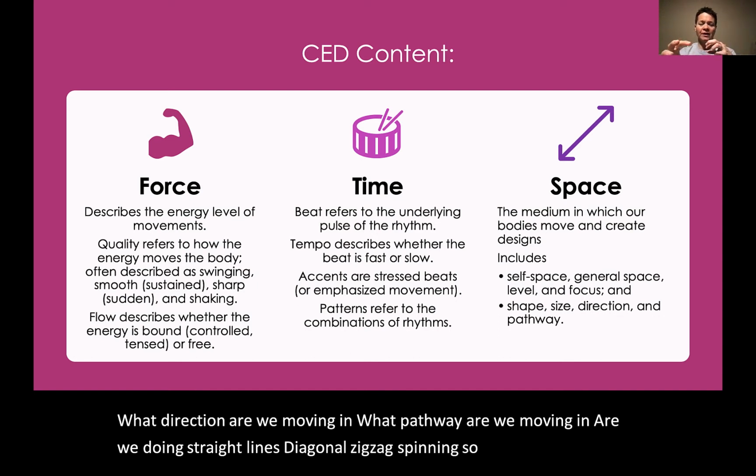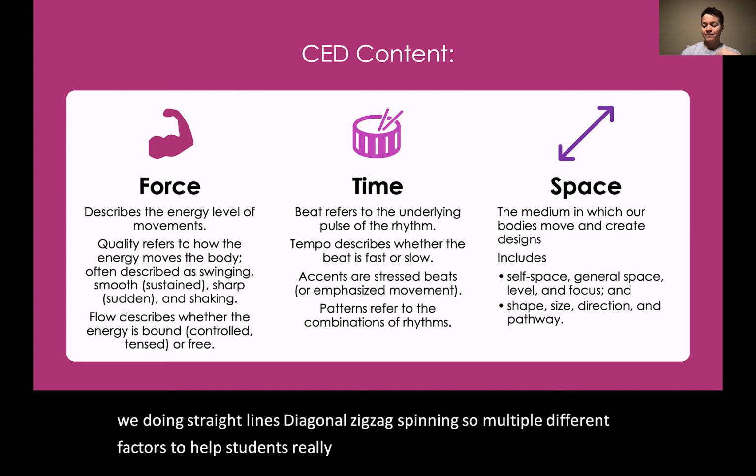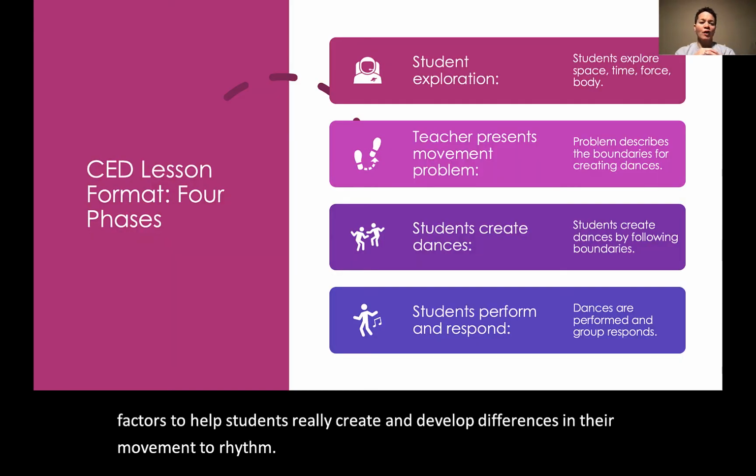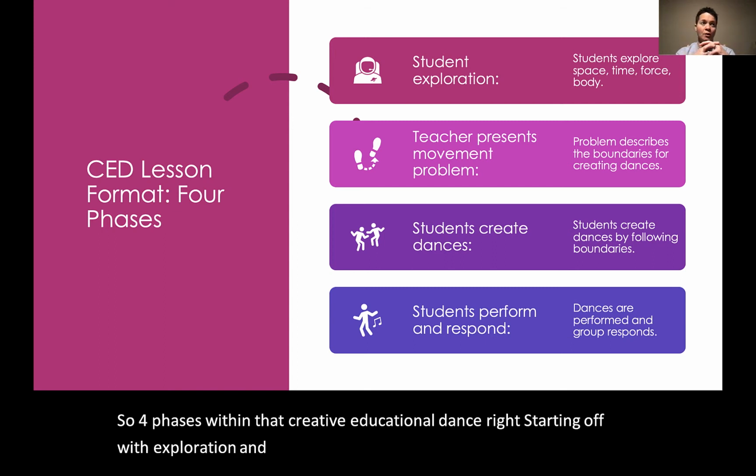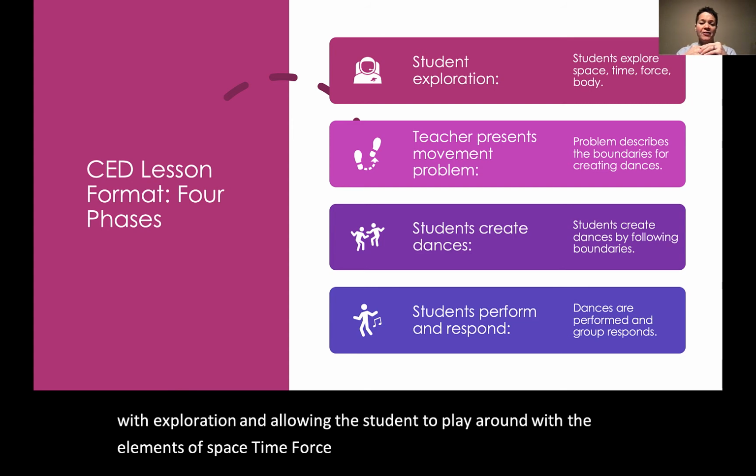So multiple different factors to help students really create and develop differences in their movement to rhythm. So 4 phases within that creative educational dance, right? Starting off with exploration and allowing the student to play around with the elements of space, time, force, and body.